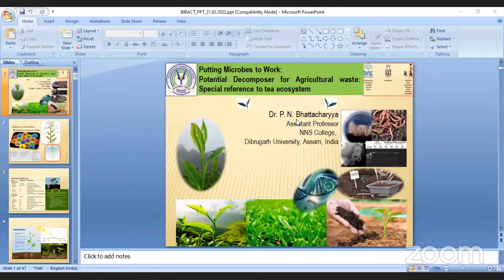So that's why this presentation is based on the production of some sustainable biofertilizers. How can we do this sustainable biofertilizer production by using our immense potential of microbial resources? The basic topic title is putting microbes to work. So we are using microorganisms here for the production of some quality substances or compost, which have been applied to the agricultural system, and we are observing their effects.